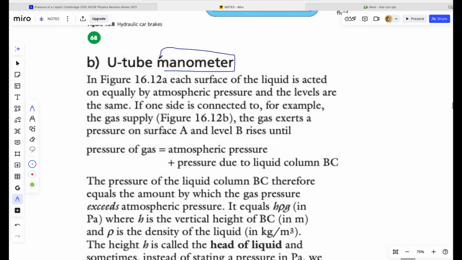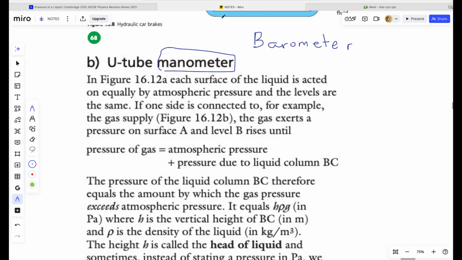The second one is called the barometer. Okay? One is manometer, the other one is barometer. Now, manometer, we start with the first one. Manometer is used for measuring gas pressure, while barometer is used for measuring atmospheric pressure. This one is for atmosphere. Barometer is for measuring atmospheric pressure.